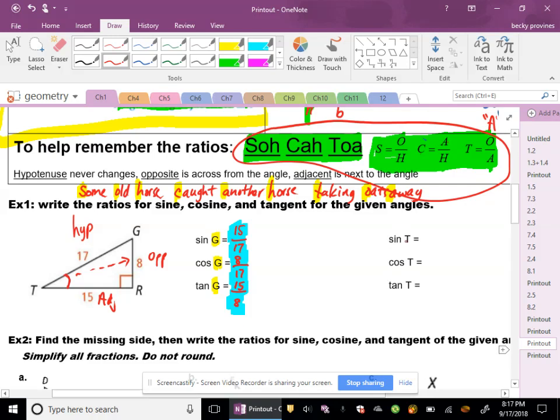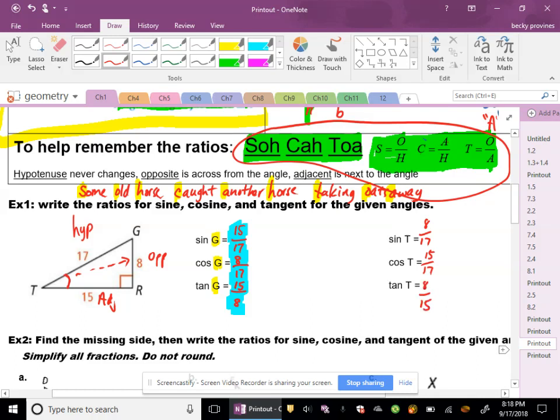So let's find the sine of angle T. Sine is opposite over hypotenuse. So opposite over hypotenuse is 8 over 17. Cosine of T, cosine is adjacent over hypotenuse, so that's 15 over 17. And lastly, tangent, that is opposite over adjacent, so that's 8 over 15.